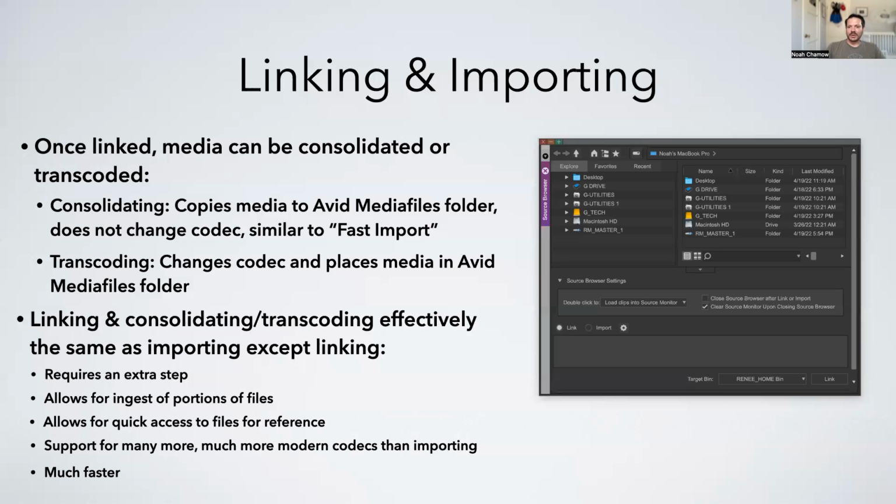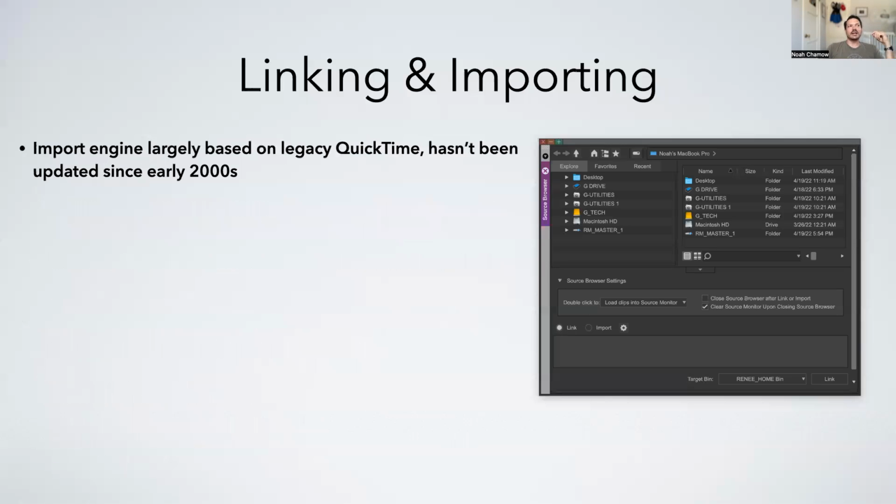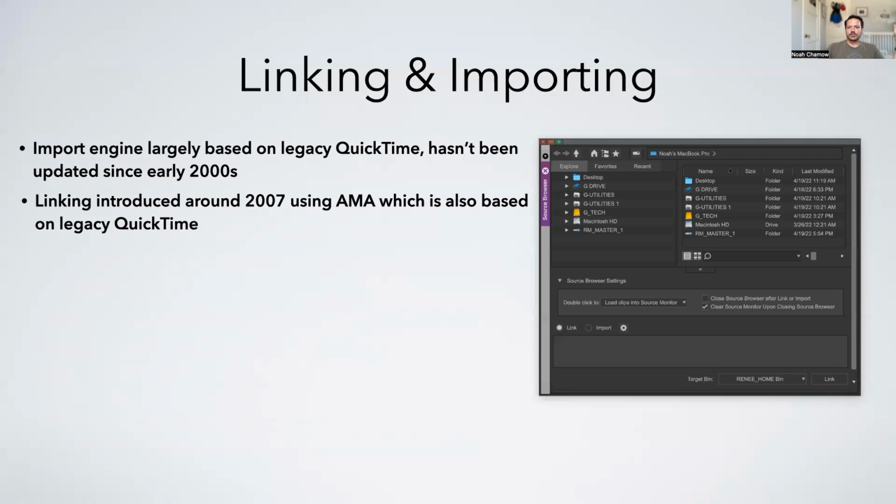And actually, that brings me into my next point, which I've already kind of said, which is that the import engine is largely based on legacy QuickTime, and it hasn't been updated since the early 2000s. So there may have been a change here or there, but the back end for the import engine is probably about 25 years old, which means that it's based on the technology and the computers that we were using 20 to 25 years ago. Linking was introduced by Avid around 2007 using AMA, which is also based on legacy QuickTime.